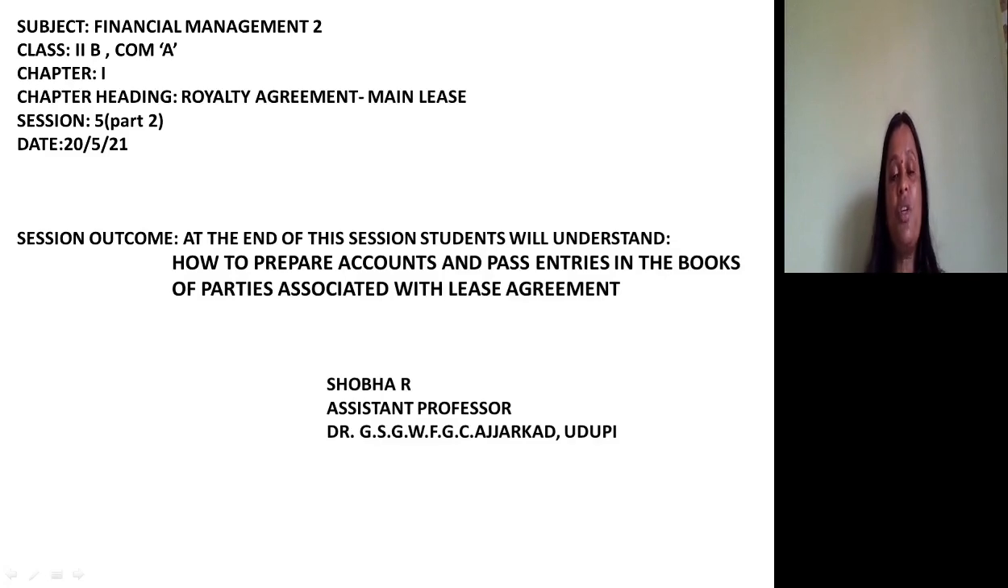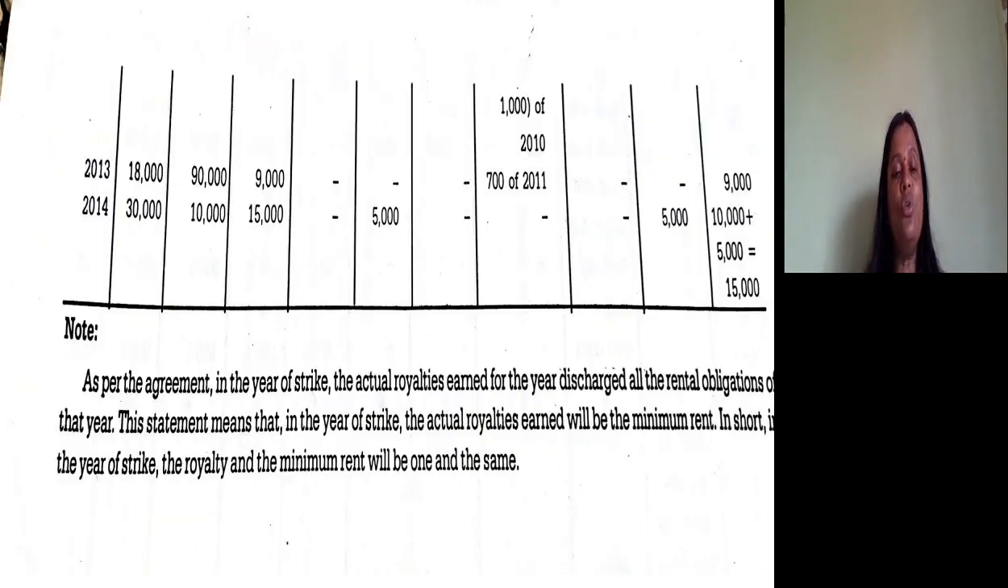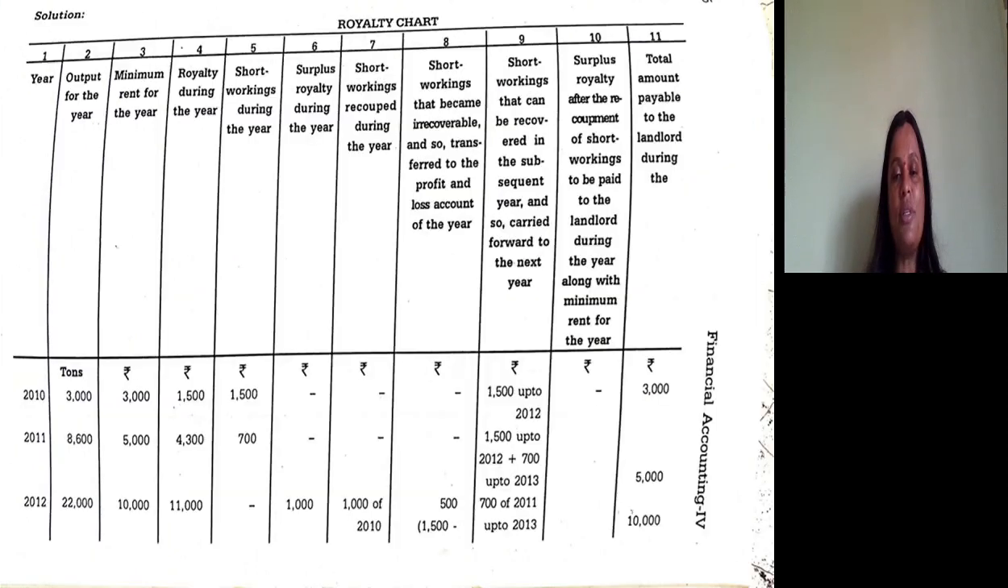In part 1 of session 5, we discussed in detail how to prepare the royalty chart for the first problem. I explained in detail about each and every column of the royalty chart, and we even recorded all the figures relating to the lease period, that is from 2010 to 2014. Now we have to prepare accounts in the books of lessee.